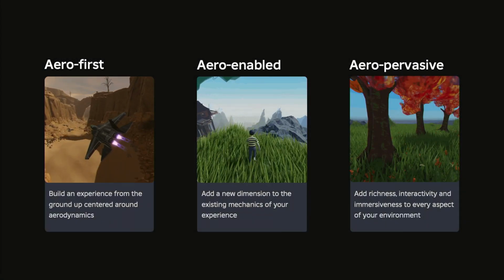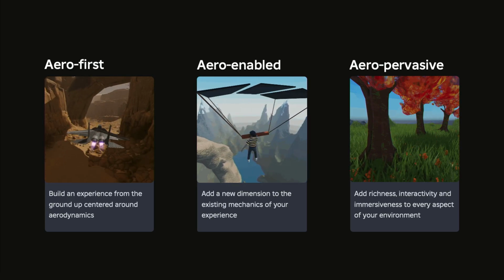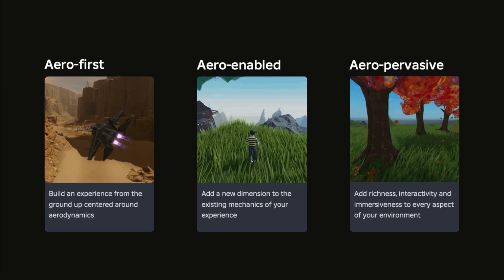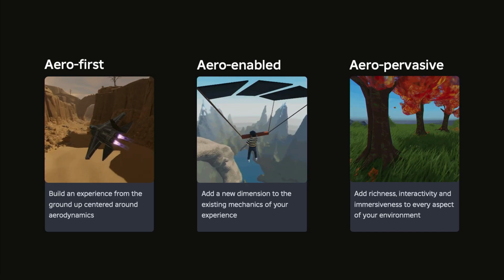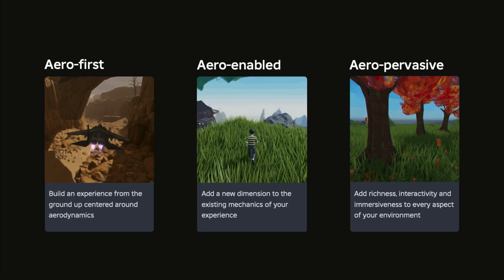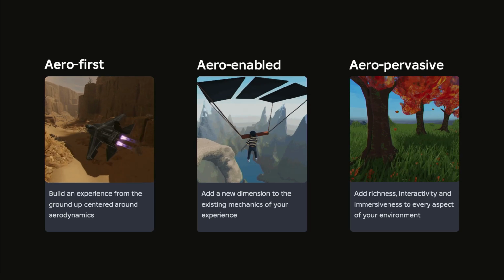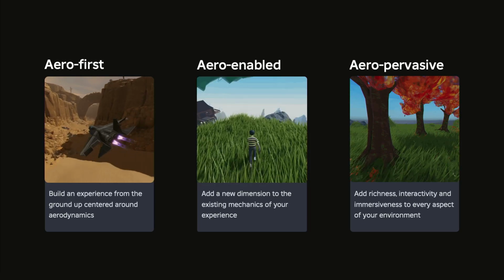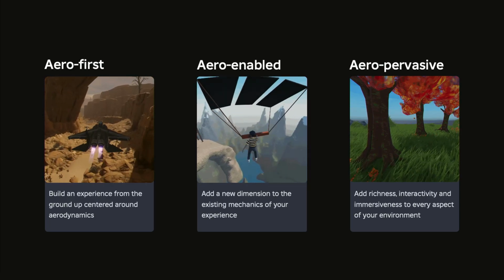So aerodynamics enables a whole number of new mechanisms in your experience. To help you think about some of those, we like to think about it through the lens of 3 categories: aero first, aero enabled, and aero pervasive. So let's talk about aero first. With aero first experiences, aerodynamics is the core game mechanic in your experience. This could be flying a realistic vehicle, or if you want to allow your users to build and test their own vehicles. The second is aero-enabled experiences.